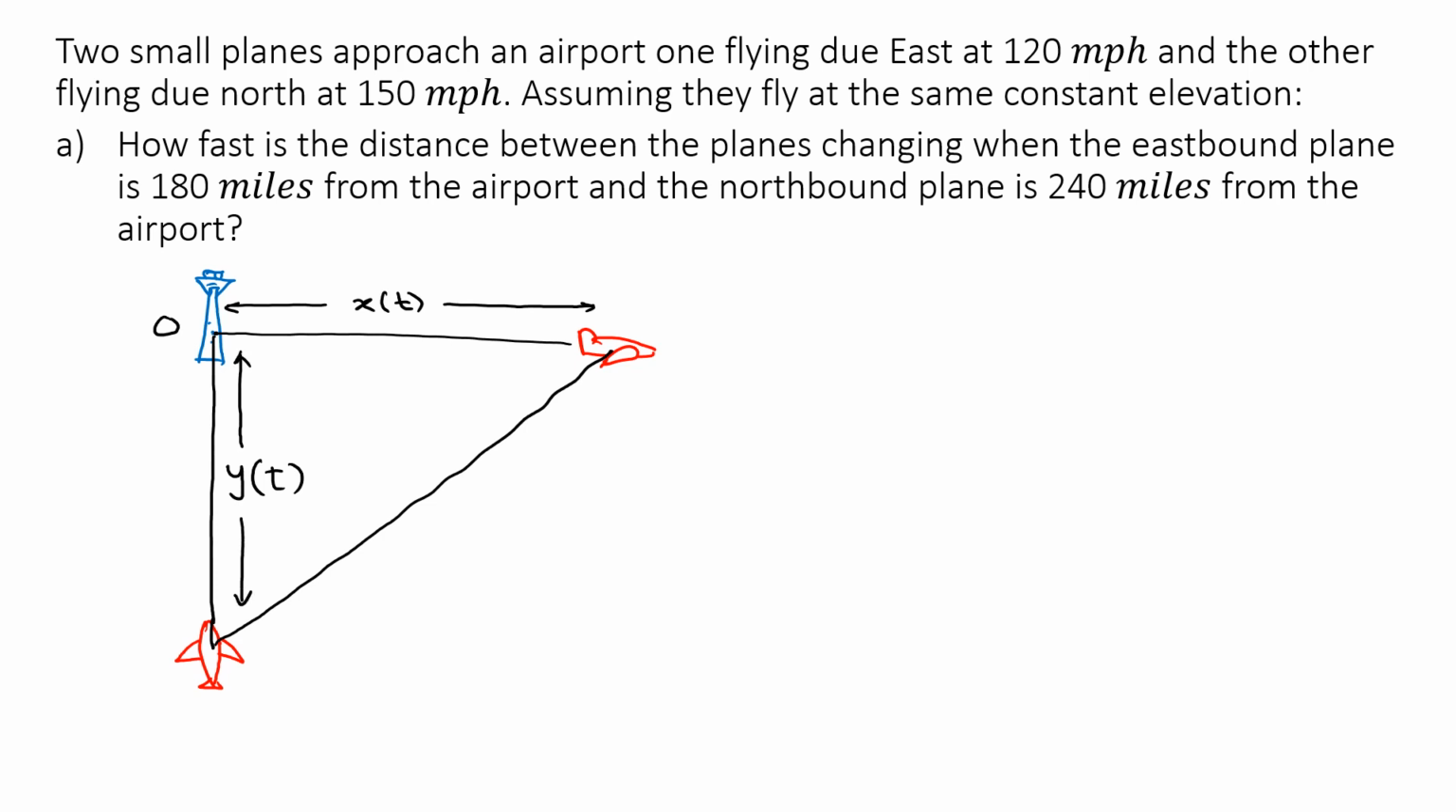So this plane is going to the north at 150 miles per hour. These are small planes. Normally, large planes go with a much higher speed than this. So we can call this plane B. And plane A, you can see this is going 120 miles per hour. When this distance is 180 miles and this distance is 240 miles, so it's not to scale.